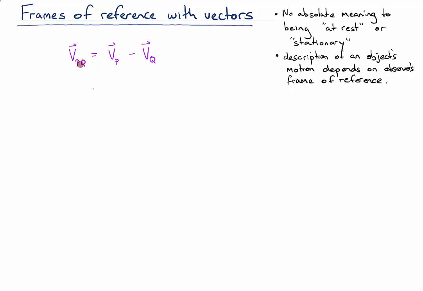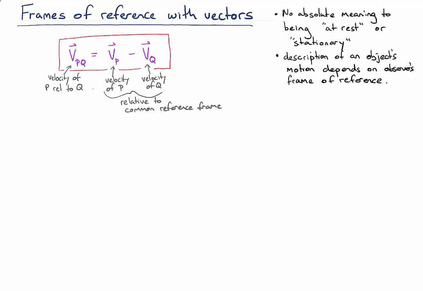This equation just says that, for velocity frames of reference problems, the velocity of some object P relative to object Q is just the velocity of P minus the velocity of Q. And the trick is that this velocity of P and velocity of Q need to be relative to some common reference frame. Of course, you don't always have to use this equation. This can sometimes be done by using the common sense method, but I'll show you a couple of examples.